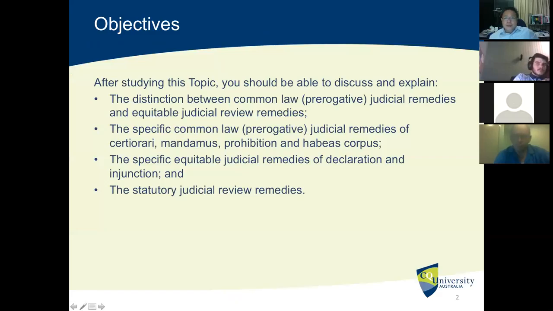Okay, so after studying this topic, you should be able to discuss and explain the distinction between common law or prerogative judicial remedies and equitable judicial remedies, judicial review remedies, and then be able to discuss and explain the specific common law prerogative judicial remedies of certiorari, mandamus, prohibition, and habeas corpus, as well as the specific equitable judicial remedies of declaration and injunction, and then the statutory judicial remedies.